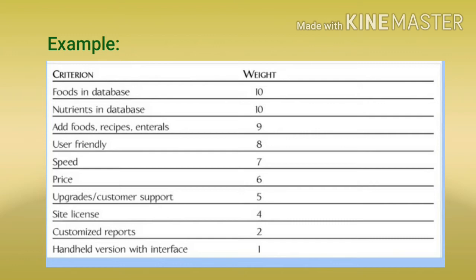User friendliness, 8 weights are assigned. Speed of software, 7 weights. Price of the software, 6 weights are assigned. Updates or customer support, 5 weights are assigned. Site license, 4 weights are assigned. Customized reports, 2, and handheld version with interface is having the lowest priority, so weight is assigned as 1.